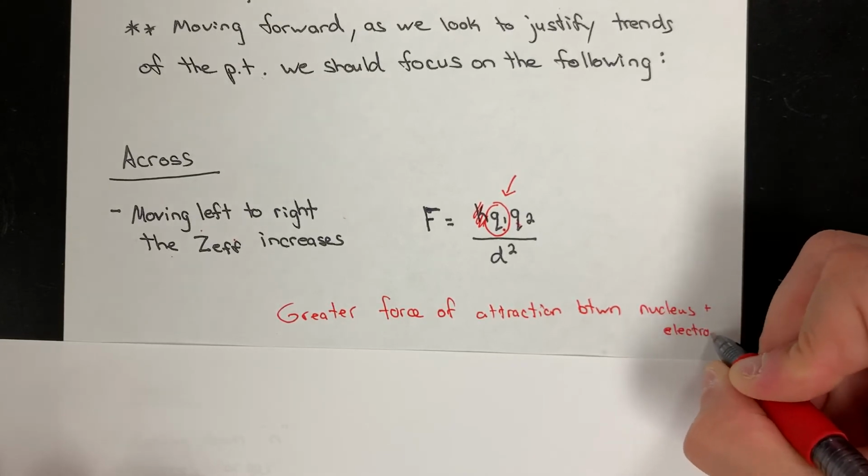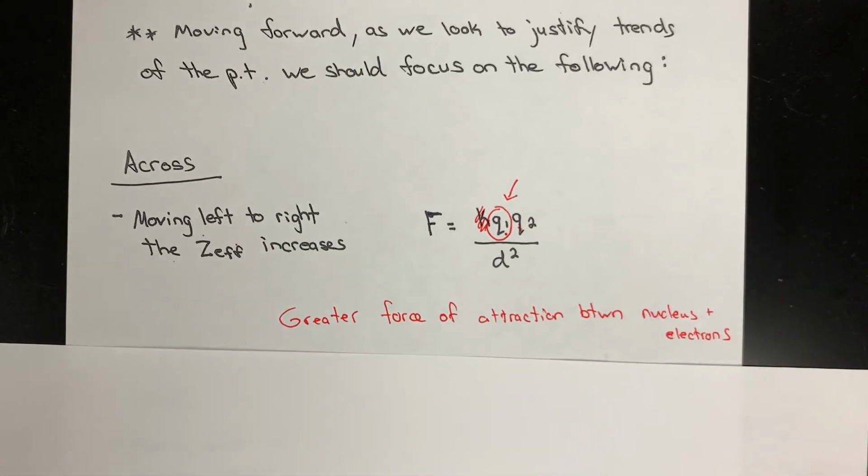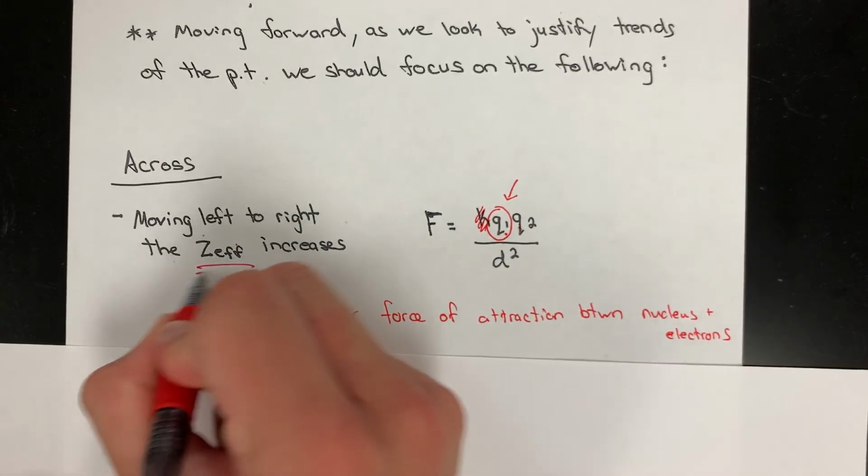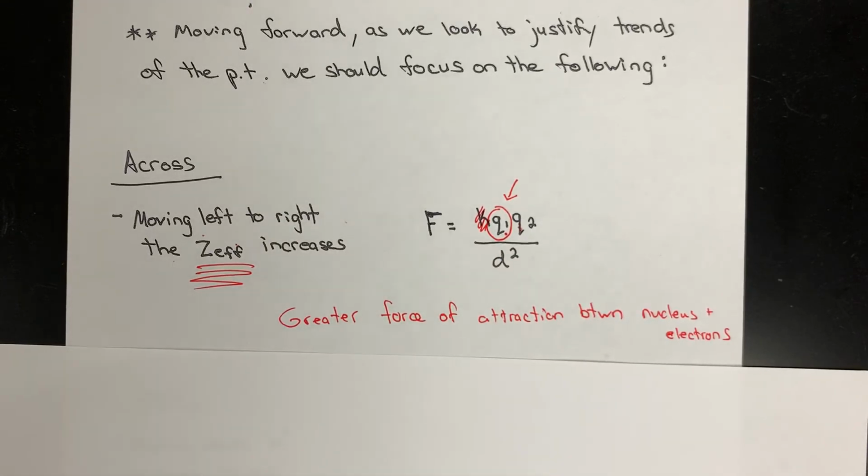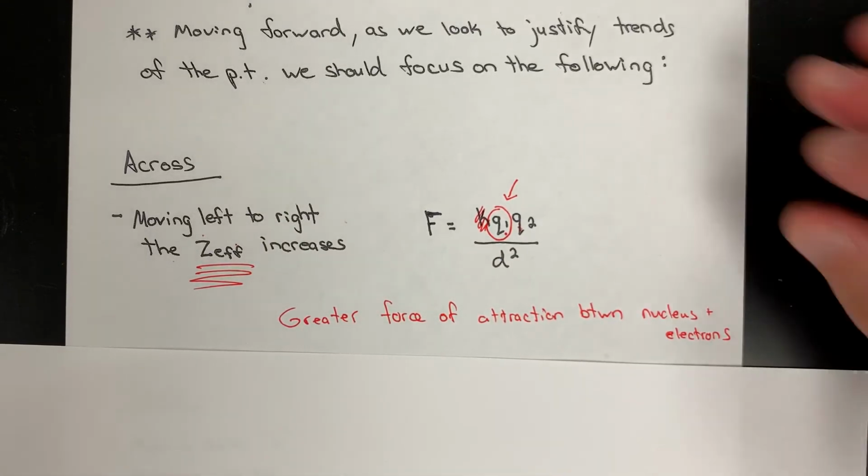And again, that's always the relationship that we're really going to be taking a look at as we get to these trends: what's going on with the nucleus and the electrons, namely the valence electrons. So again, whenever we're trying to justify, the only thing we need to concern ourselves with as we move across the periodic table is going to be the effective nuclear charge.